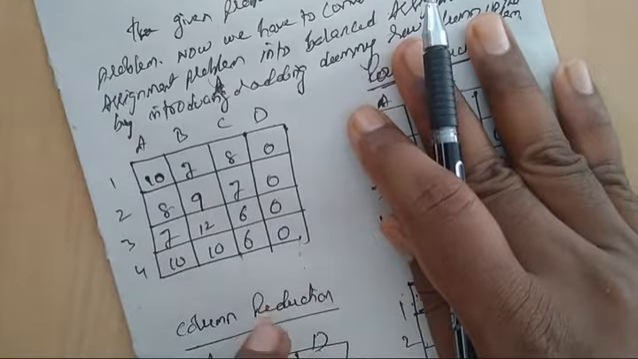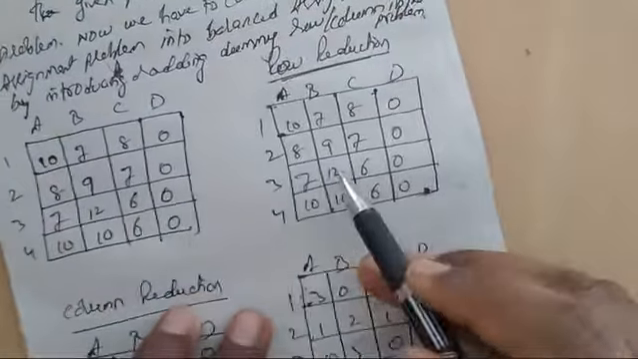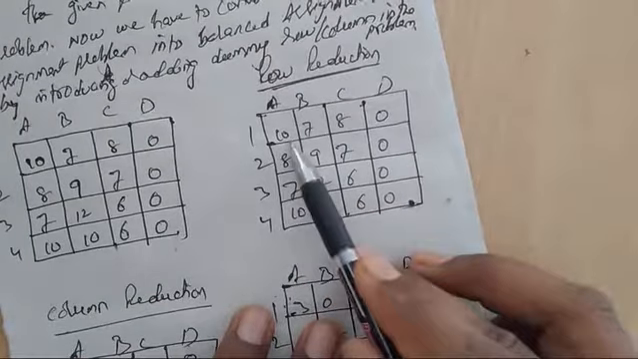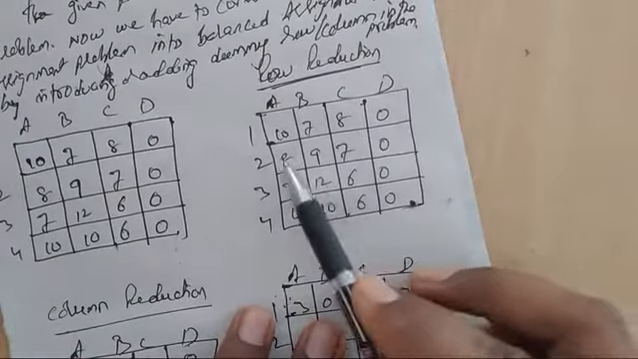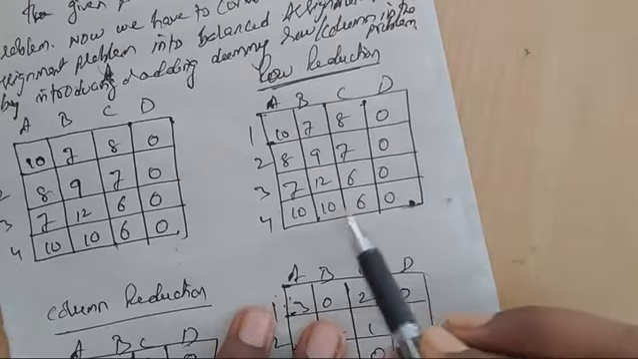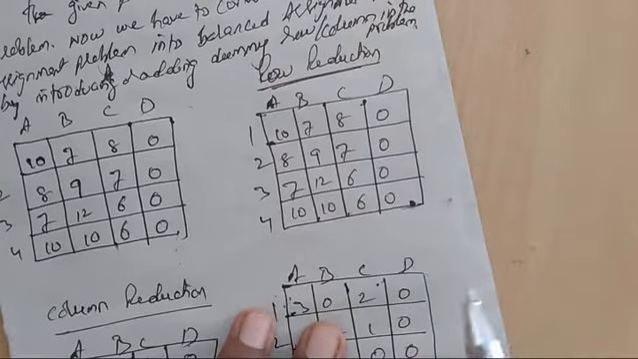So after completing the calculation, the table is obtained in this way. That is A, B, C, D, 1, 2, 3, 4: 10, 7, 8, 0; 8, 9, 7, 0; 7, 12, 6, 0; 10, 10, 6, 0. Then after completion of the row reduction, we have to move to the column reduction.